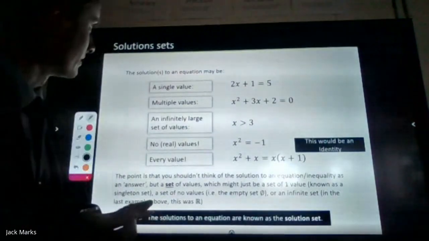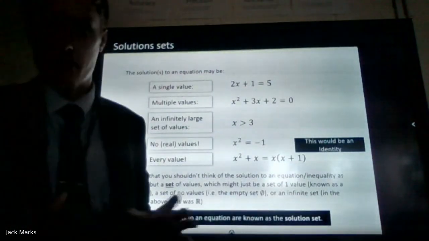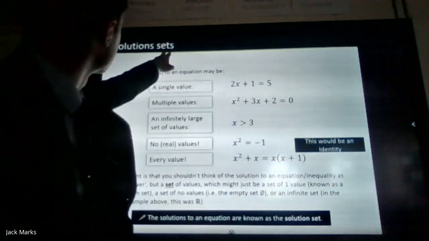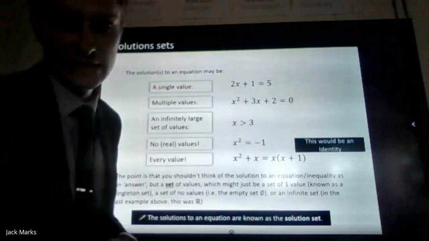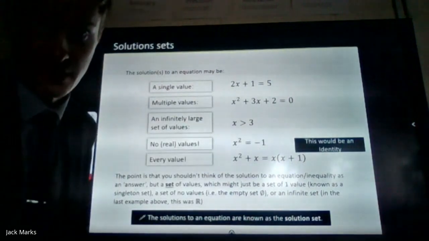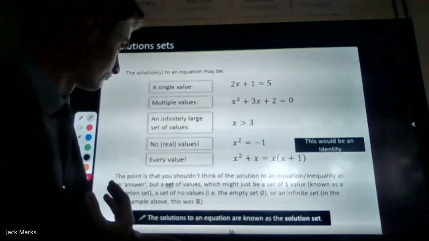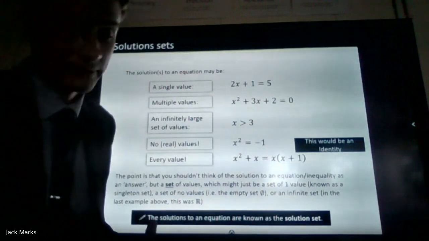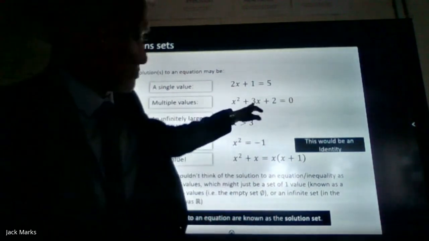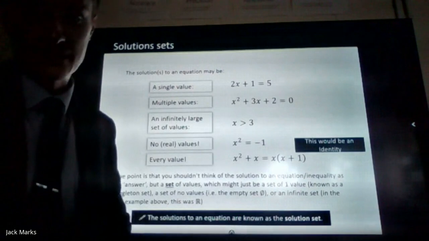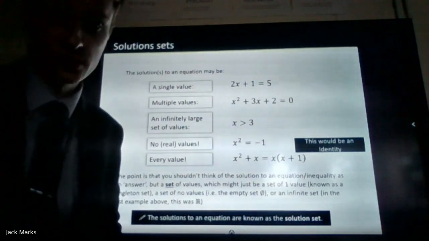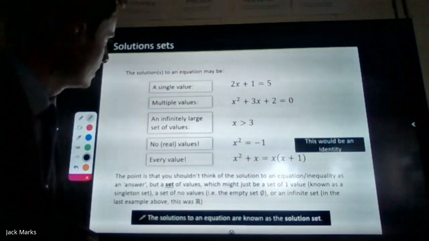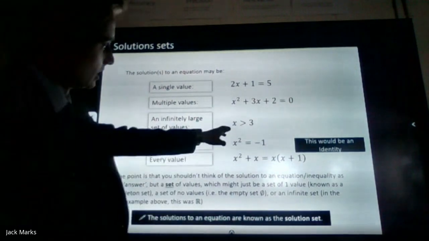It's worth spending a little bit of time thinking about how many answers we might get, or how many solutions more generally. So if we have something like a linear, where the highest power of x is x to the power of 1, you're having just one value, okay? Multiple values, you might have encountered this before with quadratics. Quadratics can have up to 2 solutions. Notice as I say up to 2, they don't necessarily have to.